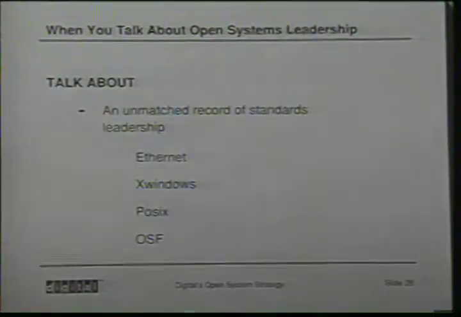When you talk about open systems leadership, you can also talk about our ability to implement standards. The standards that Digital has participated in the development of, things like POSIX, things like OSF, things like Ethernet. Digital has participated in the specification of these standards. Digital has offered Digital-developed products to the industry as standards, and they have been accepted. Motif being predominantly based on DECwindows is an example of that. Digital has a very, very strong story to tell in the standards environment. Standards exist because of Digital, not in spite of Digital.